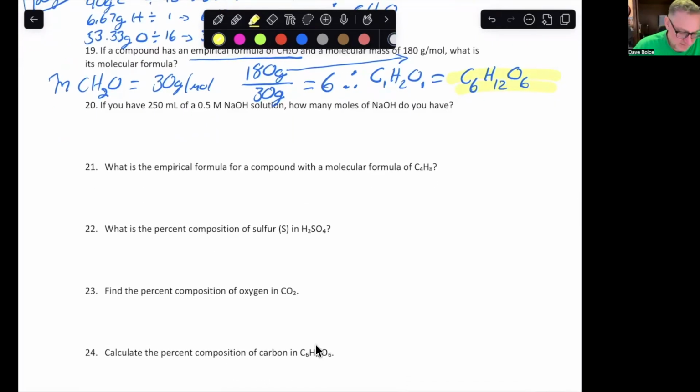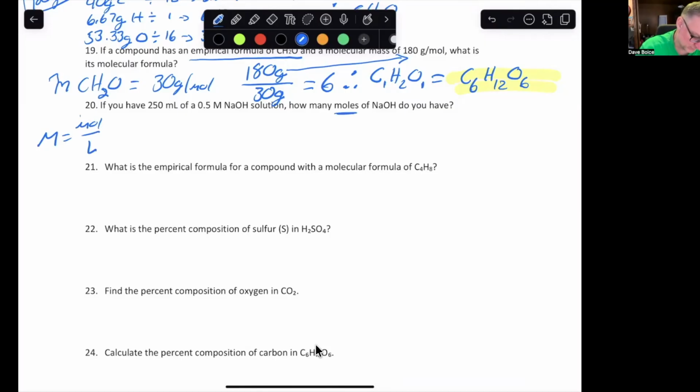Next question. We have 250 milliliters of 0.5 molar NaOH solution. How many moles do I have? Sometimes you have to pay attention and see what formula you need here. I've got a volume, I have a molarity. Molarity equals moles over liter. And how many moles do I have?